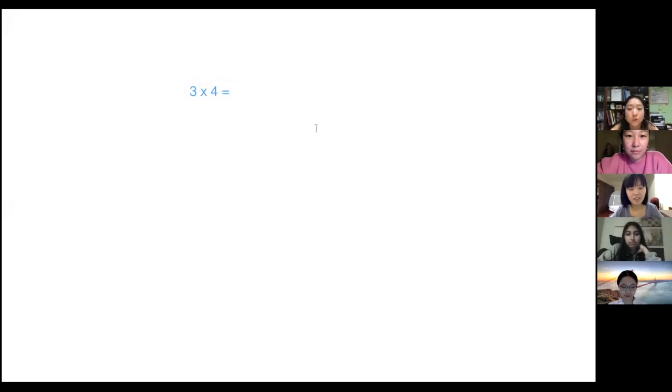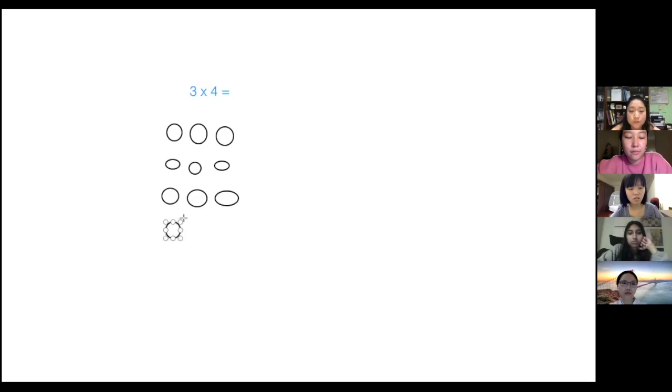For an array model, you would draw circles or squares or whatever is going to help you better understand. I like circles. You always start with the first number, so 1, 2, 3. That's your row, and then you repeat that the number of times in the second number. So 1, 2, 3, that's the second time, that's the third time, and that's the fourth time. Ideally, these circles would all be the same size, but we have technology issues here. At the end, they would see that they did 3 columns of 4 rows.